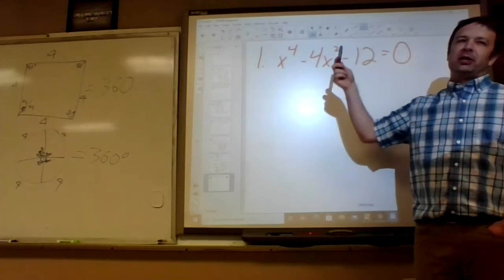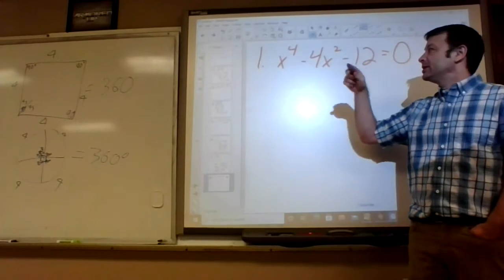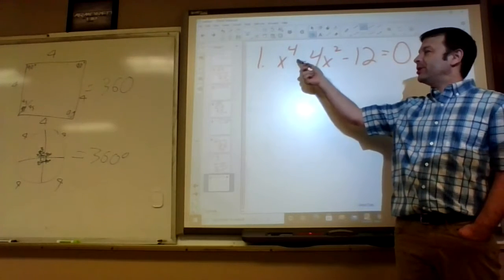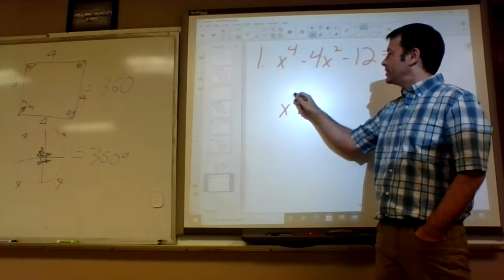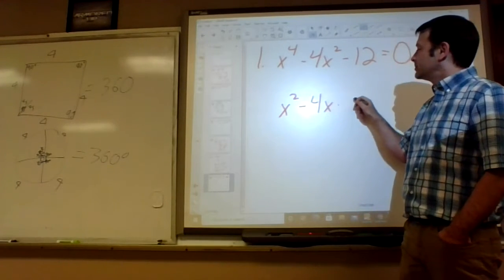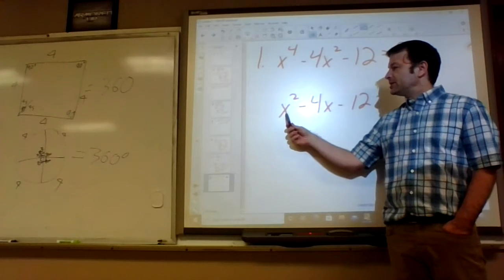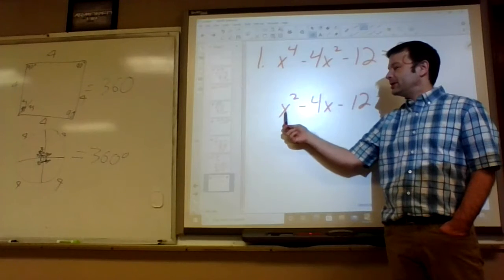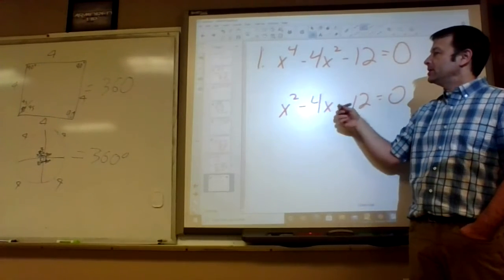You guys remember what a quadratic equation was? It's ax squared plus bx plus c. It's not a quadratic equation, but it is in quadratic form. In other words, a normal quadratic equation would look like this, right? And we could factor that. But instead of x squared in the front, it's got x to the 4th. Instead of an x right here, it's got x squared.